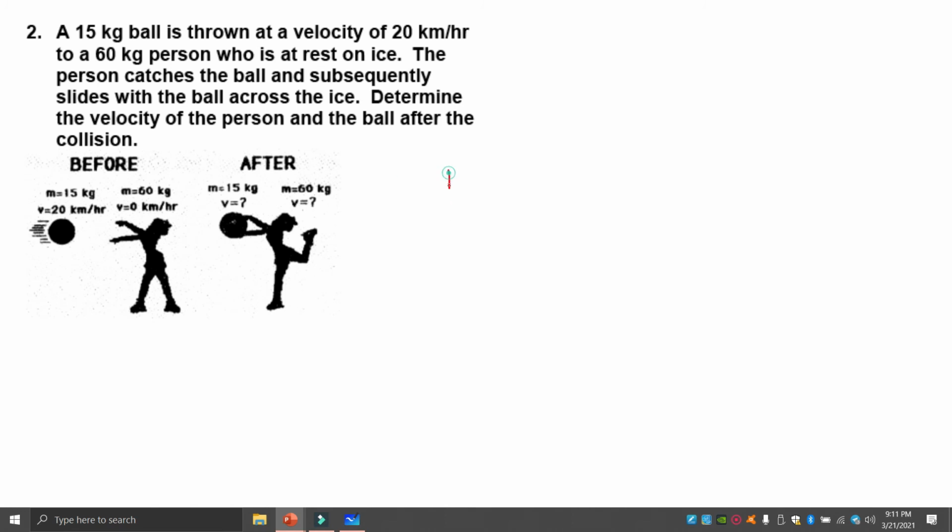So for inelastic, m1 u1 plus m2 u2 equals, since they move together, so now it becomes like one object moving together with the ball, so m1 plus m2 times v. But the problem here is you can see the velocity is in 20 kilometer per hour, so you have to change it to meter per second.